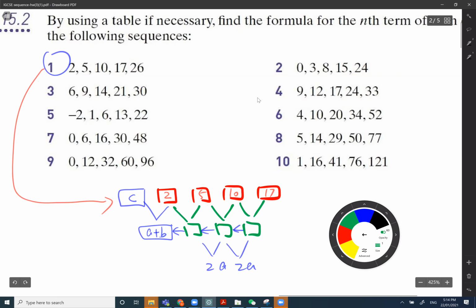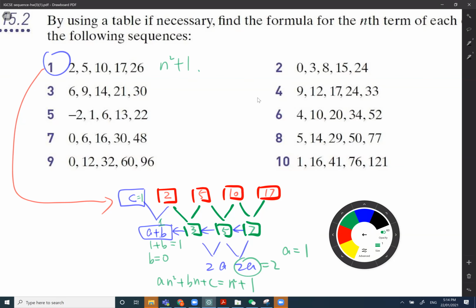The first time we work out the difference: 3, 5, 7. 2a is just 2. A equals 1. And 1 plus b, the previous one, is just 1. B equals 0. This is just 1. So c is just 1. So an squared plus bn plus c is just n squared plus 0n plus 1. Very good.